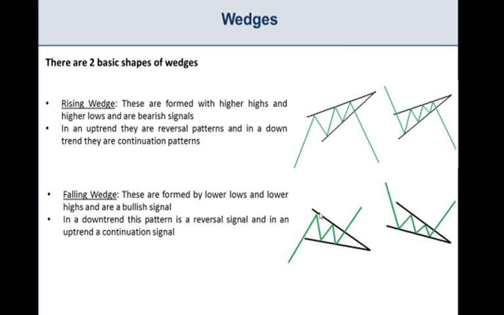As you can see, in both cases we are making lower highs and lower lows, but if we are in an uptrend, this is going to be a continuation pattern, because this will be a small correction before the actual move continues. And in a down move it will be a reversal pattern, and in both cases it will be a signal to go long on the asset.